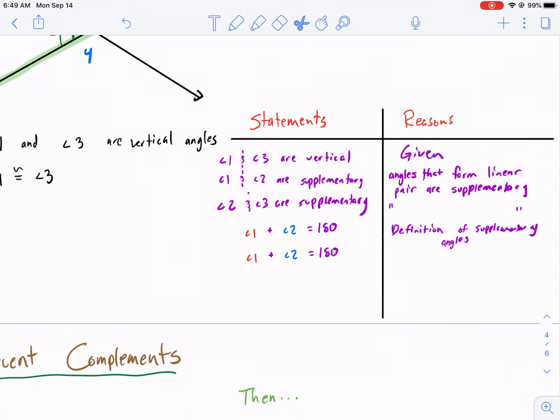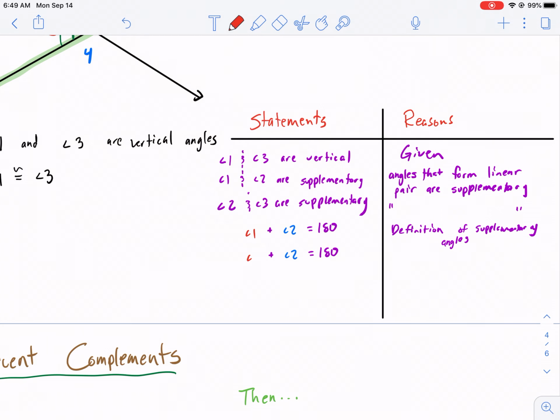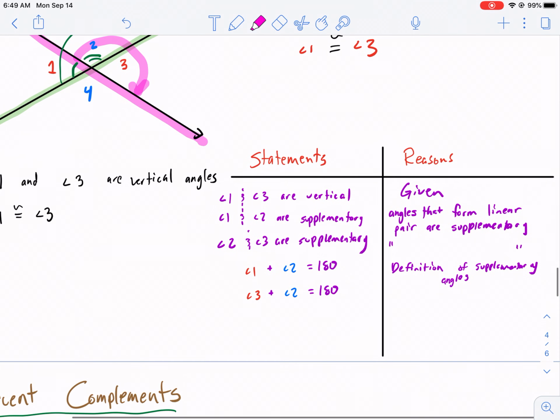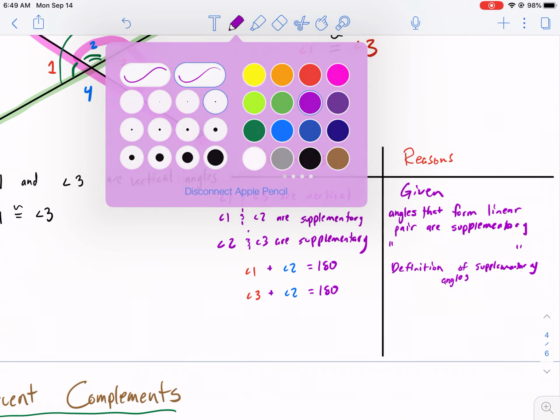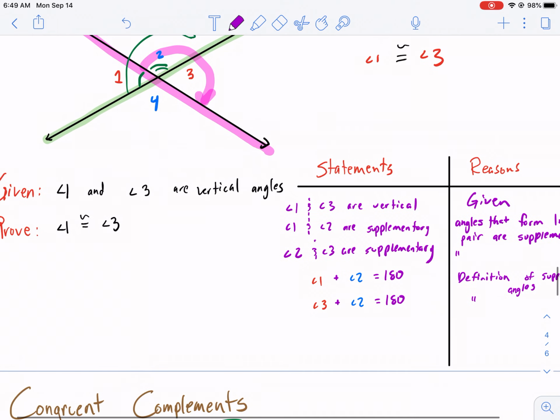It's not very important. By the same token, I just copied and pasted it, but the reason why I'm doing that is because I can write angle 3 here now. I didn't show this earlier, but you can see here that clearly 2 and 3 are on their own linear pair. This would be their linear pair. They're on a line system. Now they also have a sum of 180, and that's the same reason, the definition of supplementary angles.